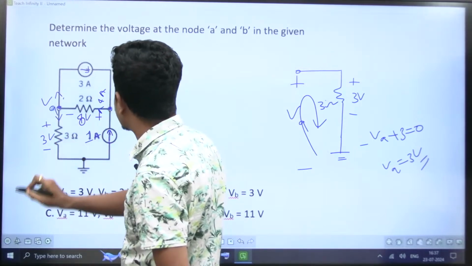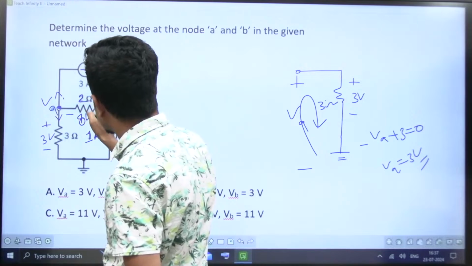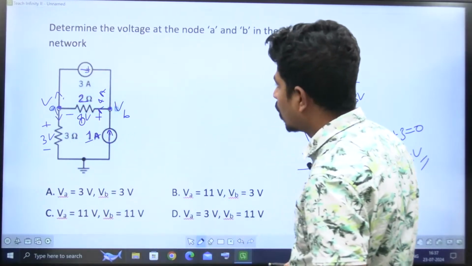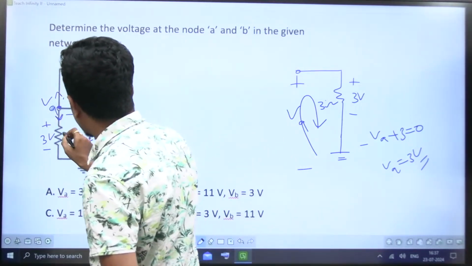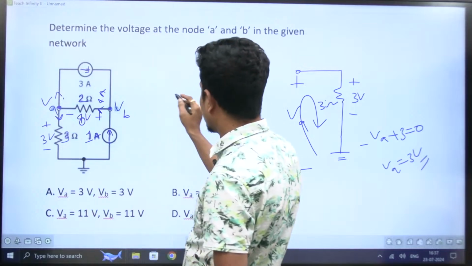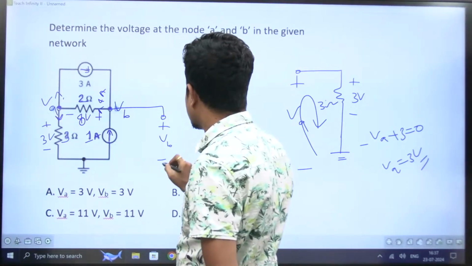My solution itself is wrong. The previous one is wrong. 4 amperes is flowing and the resistance is 2 ohms. 4 into 2 is 8 volts. This first one is also wrong? No, the first one is not wrong, because here I took the current correctly and the voltage also correctly. Here the current is 1 ampere. First one is correct. So here this is plus, this is minus, this is VB.